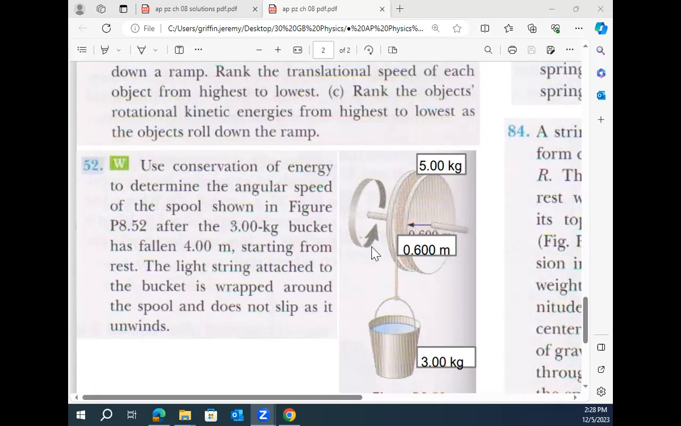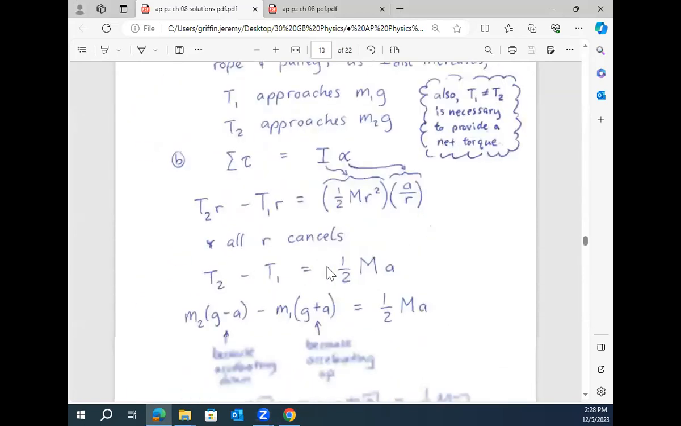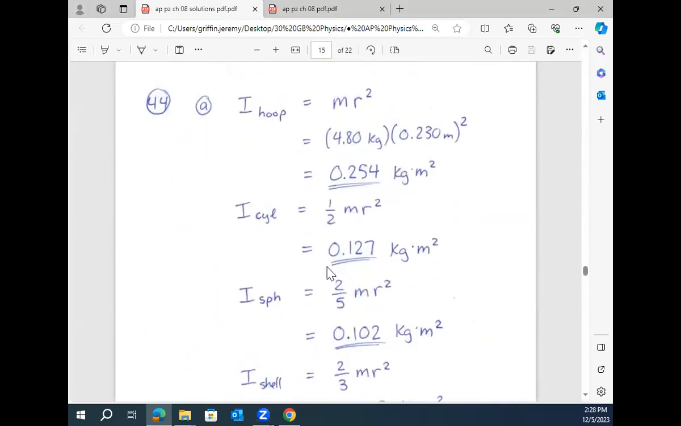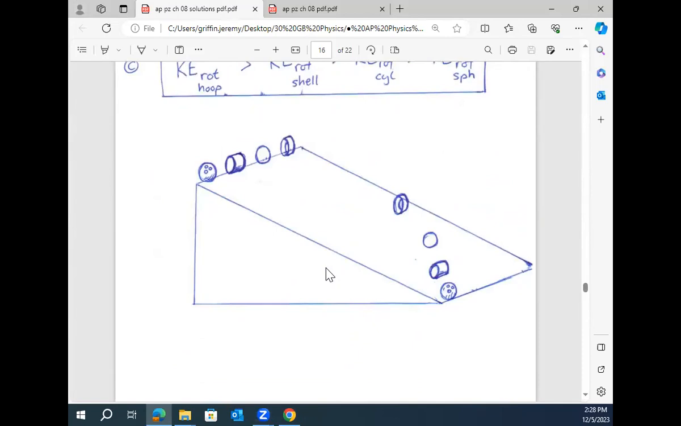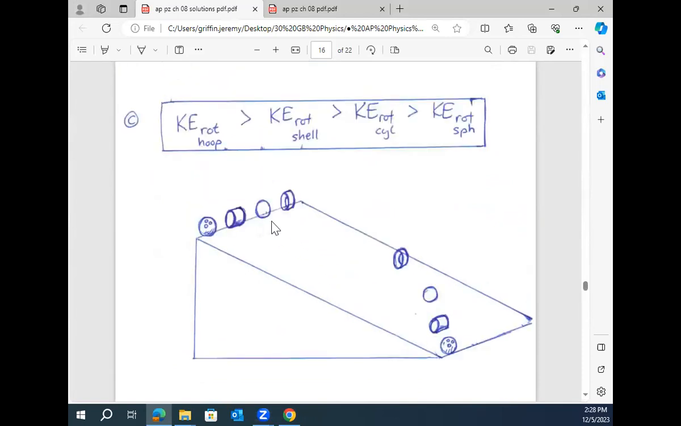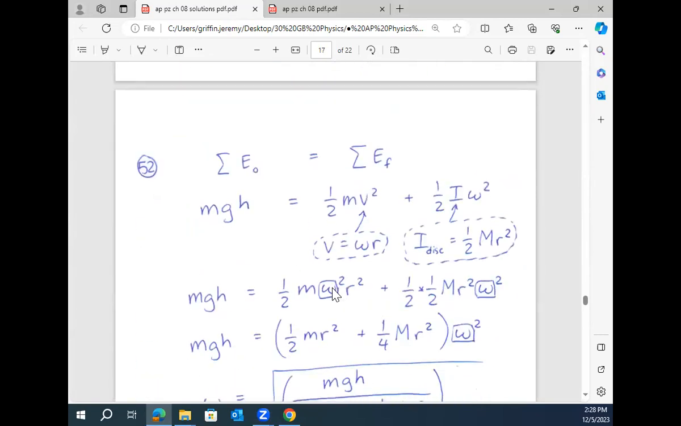Hey, is this wheel also turning? And what's the expression for that? Rotational kinetic, right? Let's look at the solution, number 52. Oh, you know what? One we skipped along the way. Oh, look at that. It's the original version of the roll race. Right, we're past that. 52.